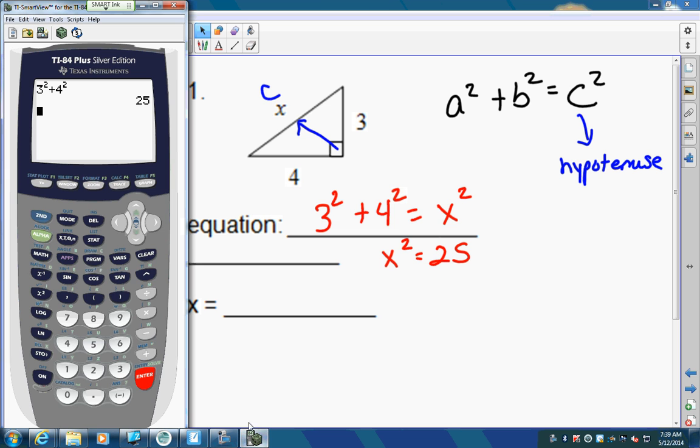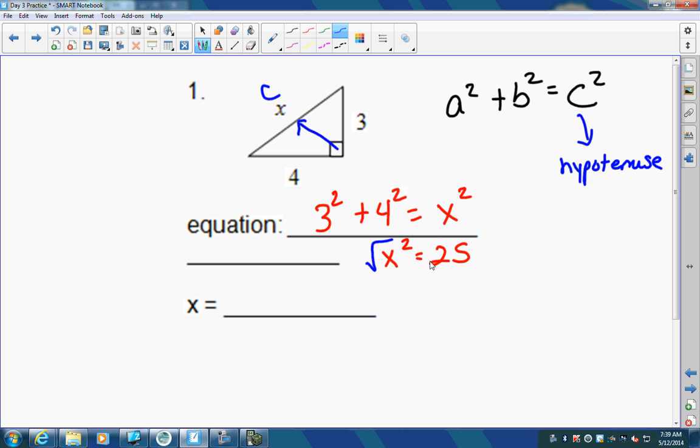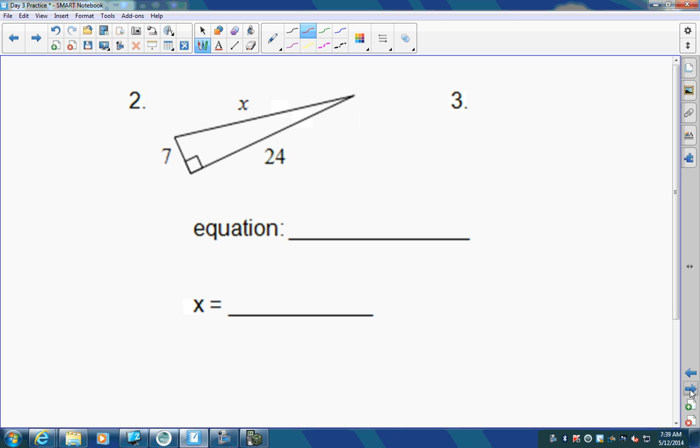To find x, to get rid of the squared, you take the square root of each side. Remember, that's when we talked about that the square root is the opposite of squared, so they cross each other out. So I get x equals, and what is the square root of 25? It should be 5, so x is 5. This one works out nicely. That doesn't always happen. So let's go to number 3.